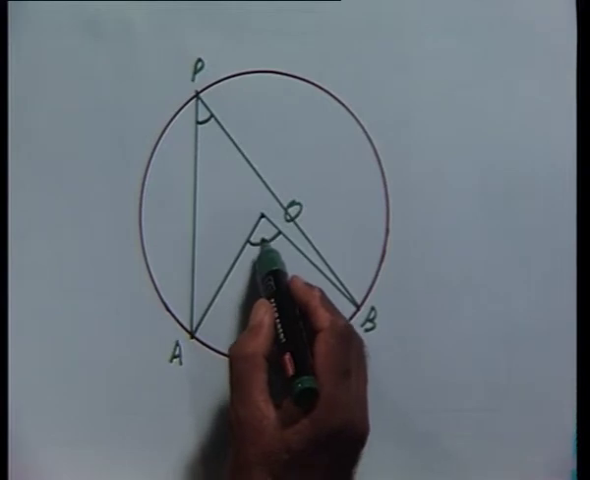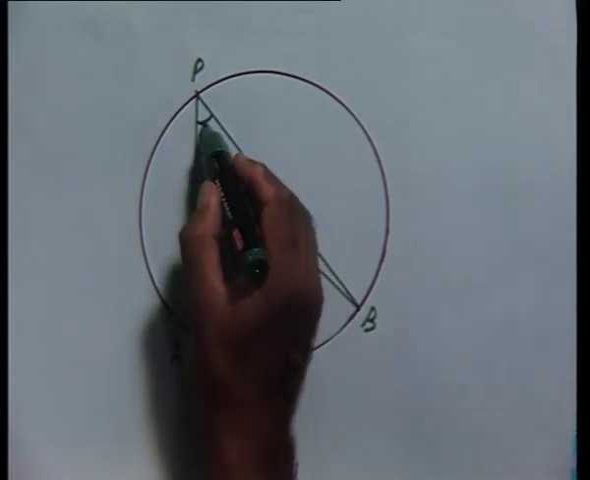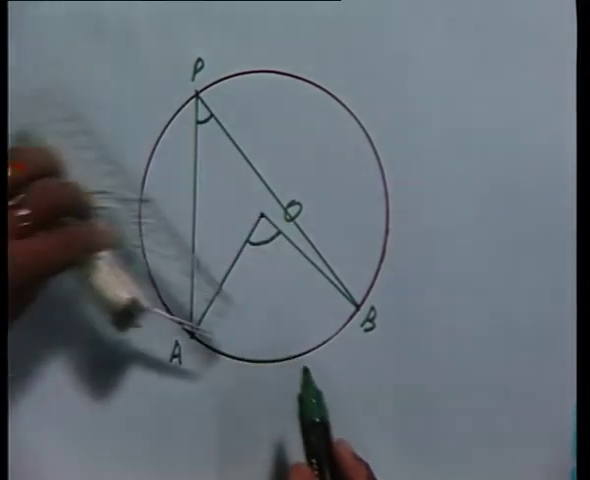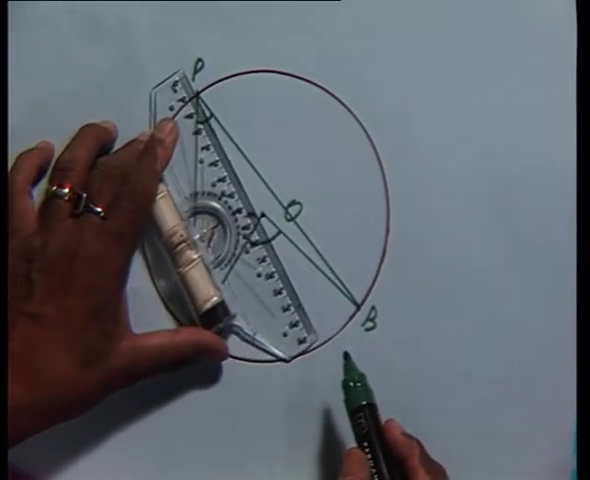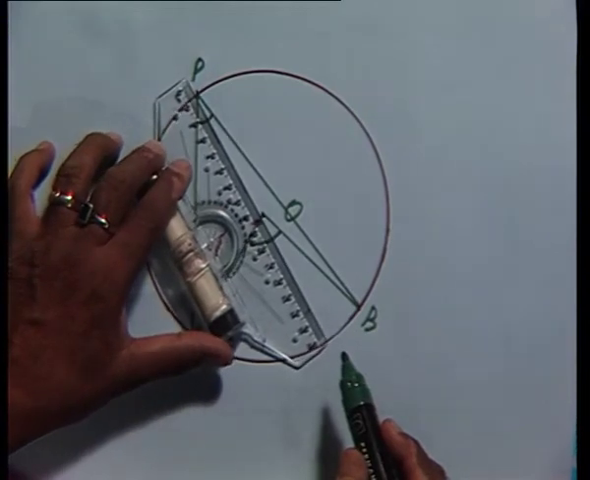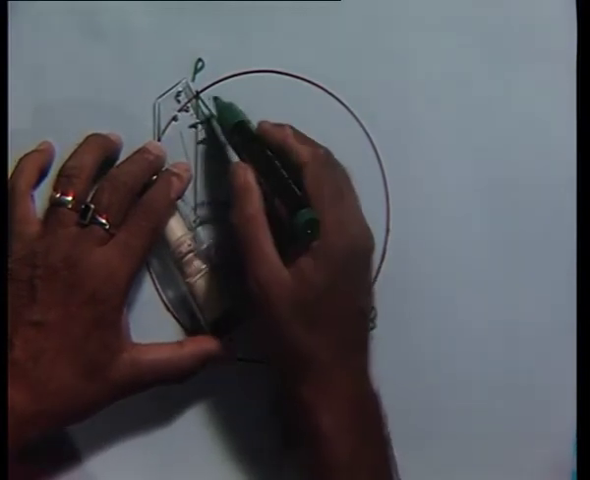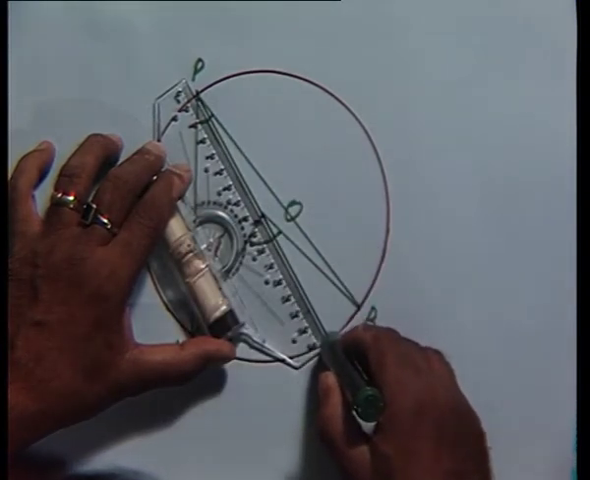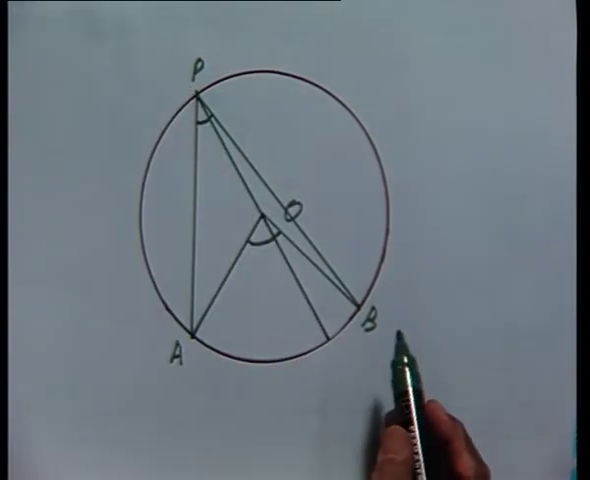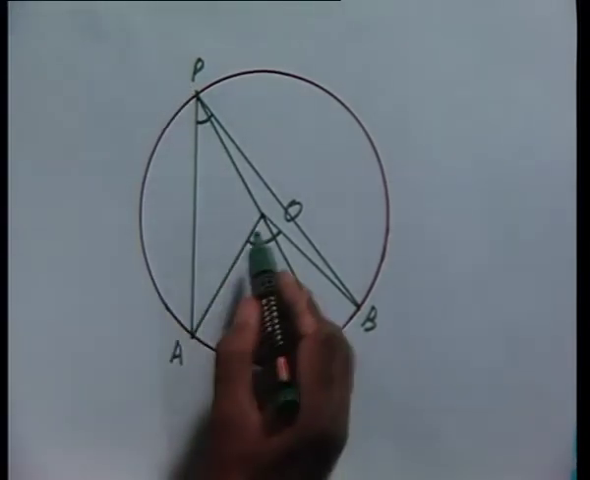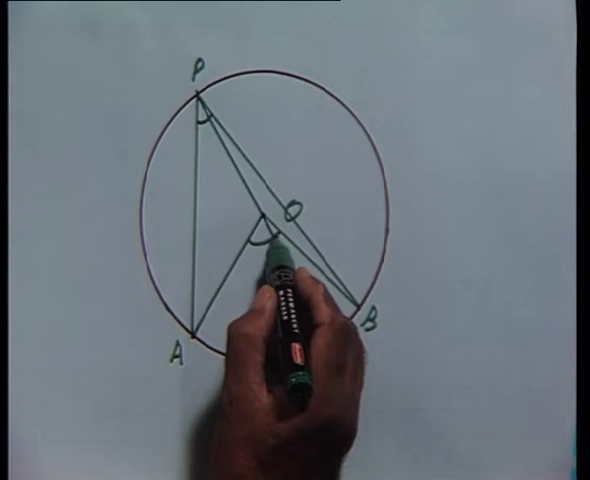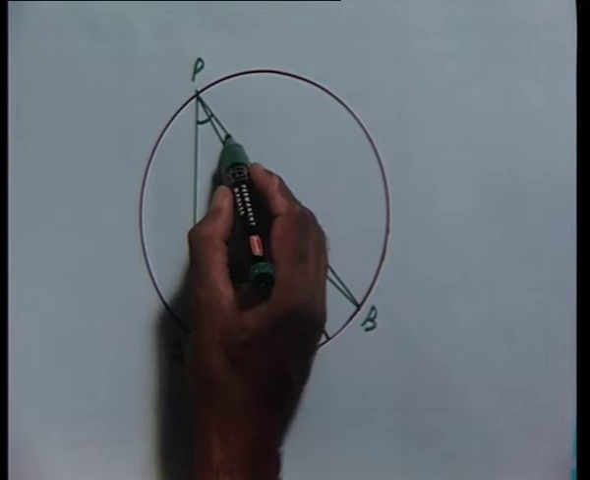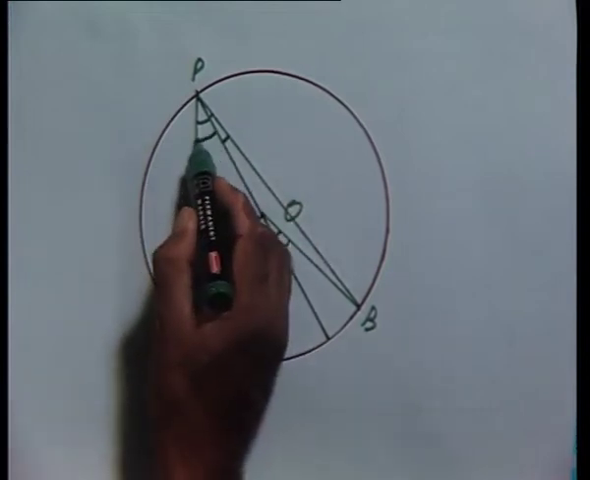We want to find out what is the relation between this angle and this angle, this angle and this angle. For that, let us first of all just join these points P and O and extend it back to the circle. This way, what have we done? This angle has been broken up into two parts, one this, the other this, one this and the other one this.